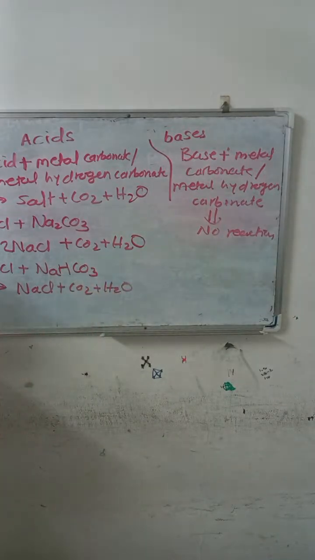Now check whether it is balanced or not. Here we have 2 hydrogen, sodium is 1, chlorine 1, and oxygen is also 3. So this reaction is balanced: NaCl plus CO2 plus H2O. Copy this much. Reactions with a base are not there here, so there is no need to take any examples.